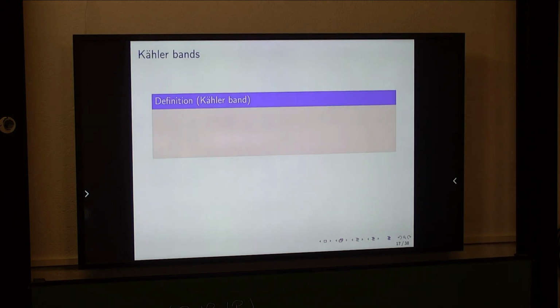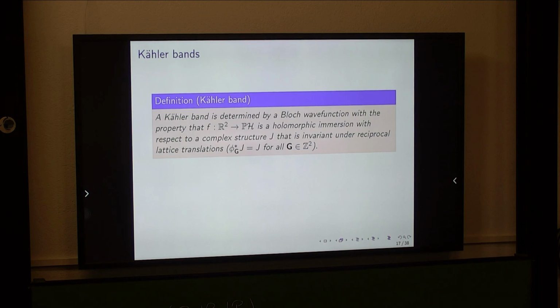Kähler bands. Okay, so definition, Kähler band. A Kähler band is determined by a Bloch wave function. So we are in the same setup as before, but now the map F is a holomorphic immersion with respect to a complex structure J that is invariant under reciprocal lattice translations. I'm requiring this last thing, that J has to be invariant under reciprocal lattice translations, because eventually I want to go to the torus, right?